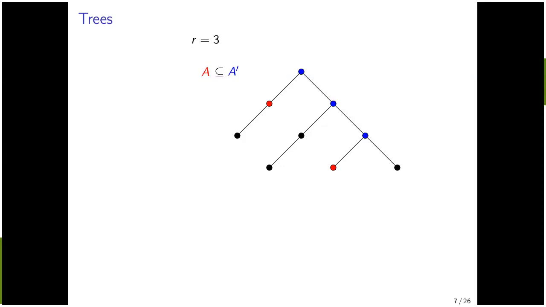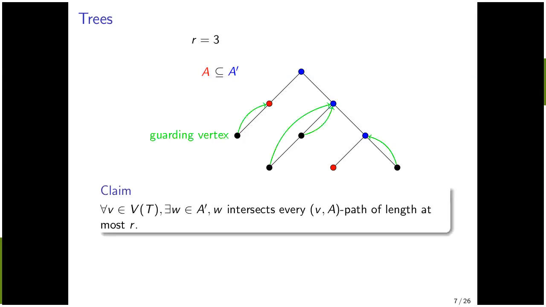And why do we do that? Just because we have this nice claim. It says that for every vertex V of the tree, in A or outside A, there exists a vertex W in A prime that I will call a guarding vertex. So this means that W intersects every V-A path of length at most R.